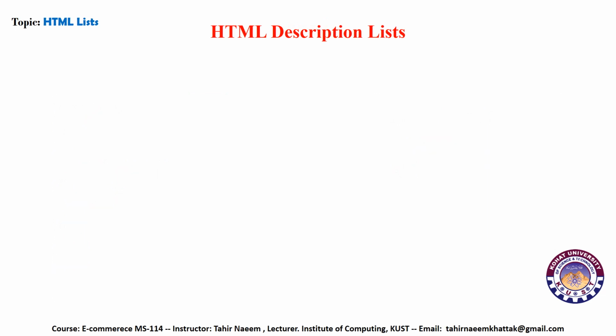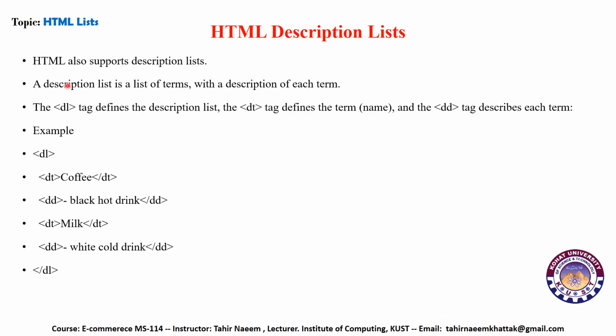HTML description list. HTML also supports description lists. A description list is a list of terms with a description of each term. Whenever we want to insert a description list, it is a list of terms which are described inside the document. The DL tag defines the description list, and it stands for description list, while DT defines the term or name, the description term, while DD describes each term.